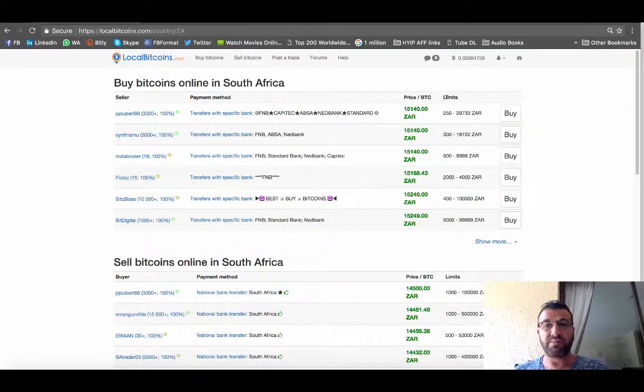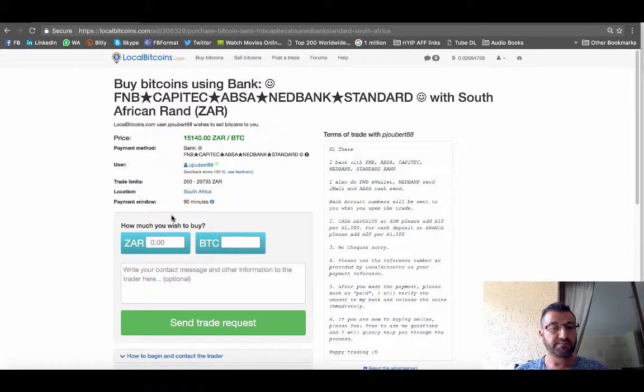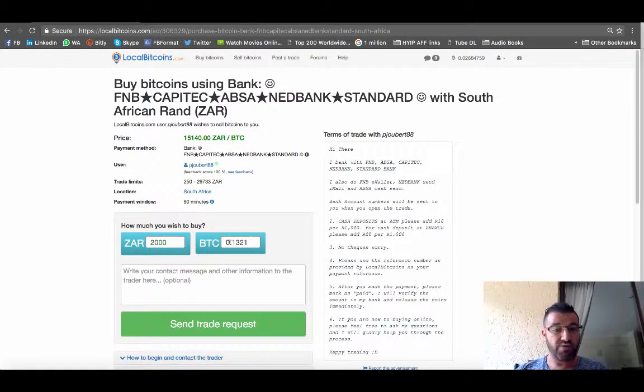Right, so if we wanted to buy Bitcoin, you just press the buy button, firstly, and secondly, you choose the amount of Rand that you wanted to spend. So let's say you wanted to spend 2,000 Rand, then that will be the amount of Bitcoin. And let's say you wanted 1 Bitcoin, it would give you the equivalent on the other side.